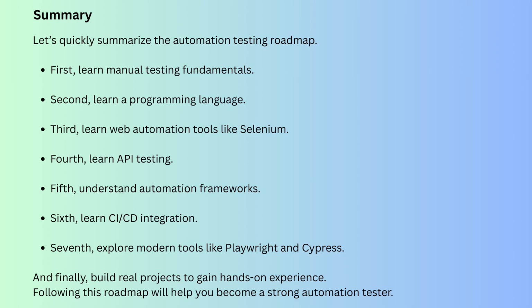Summary. Let's quickly summarize the automation testing roadmap. First, learn manual testing fundamentals. Second, learn a programming language. Third, learn web automation tools like Selenium. Fourth, learn API testing. Fifth, understand automation frameworks. Sixth, learn CI/CD integration. Seventh, explore modern tools like Playwright and Cypress. And finally, build real projects to gain hands-on experience. Following this roadmap will help you become a strong automation tester.